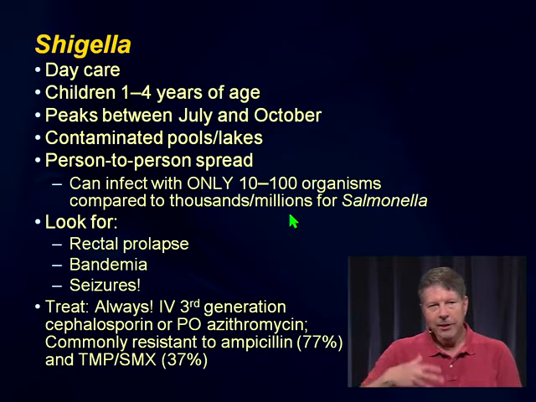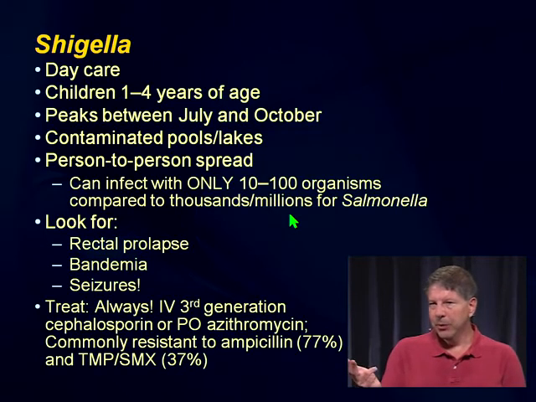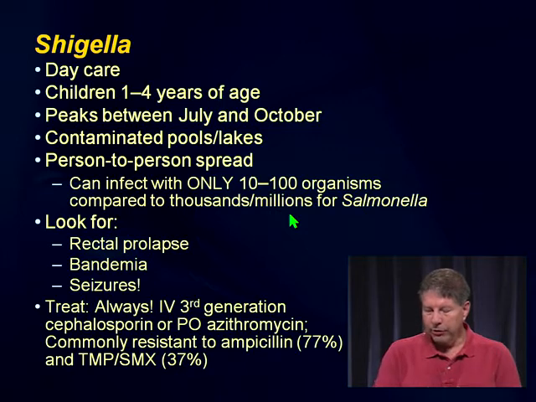Now, classically on the test, look out for these kinds of words. They may talk about a kid who's had diarrhea and now has rectal prolapse, or they've done a CBC and they've got like 30% bands, or the kid has a seizure with their diarrhea. So a seizure, rectal prolapse, white count with bandemia: think about Shigella. Always treat this. Generally, we're going to use a third-generation cephalosporin. You can use PO azithromycin, it works too for this if the kid's not that sick. And the important thing to remember is this is resistant to ampicillin, so we're not going to use ampicillin in these kids.